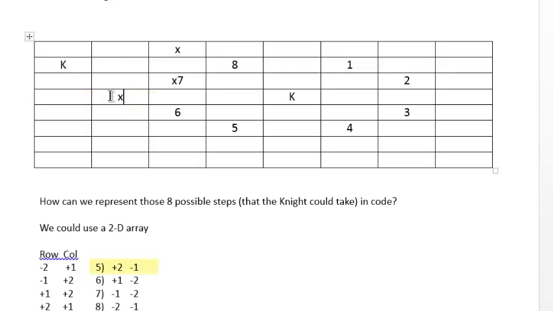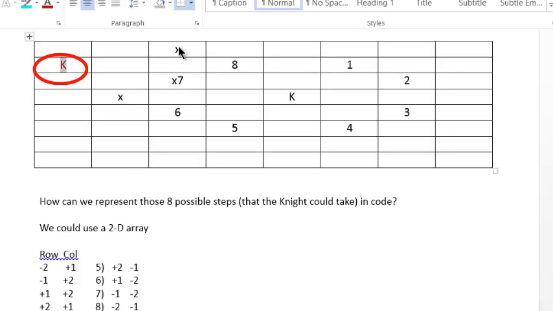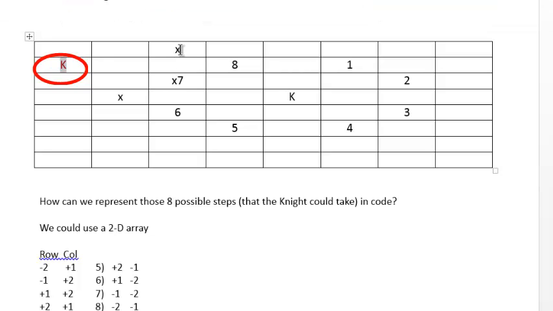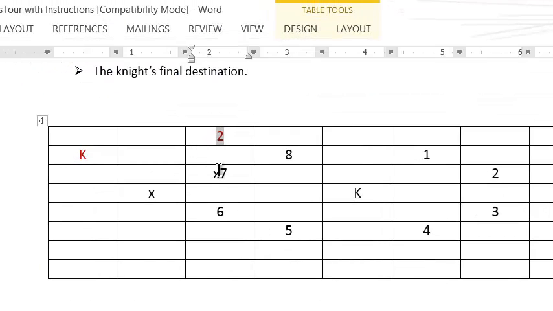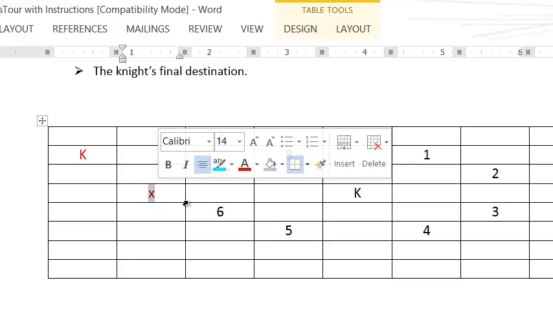But he couldn't move for step 5 because that's plus 2 rows minus 1 column, which would be off the board. Move 6 would be off the board, move 7 would be off the board, and move 8 would be off the board. So if our knight were here, he couldn't take step 1, but he could take step 2, which would put him here. He could take step 3, and he could take step 4.